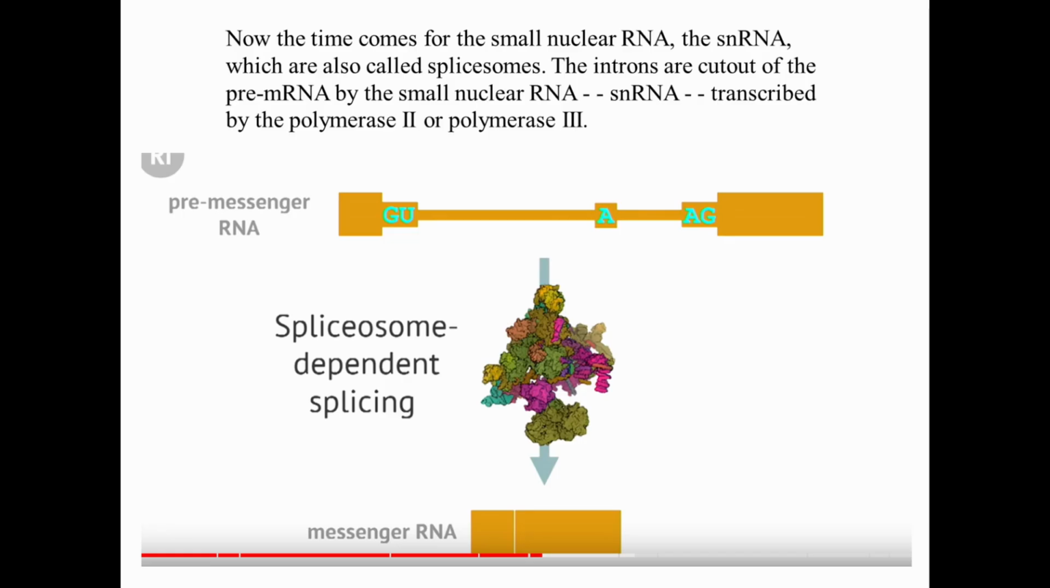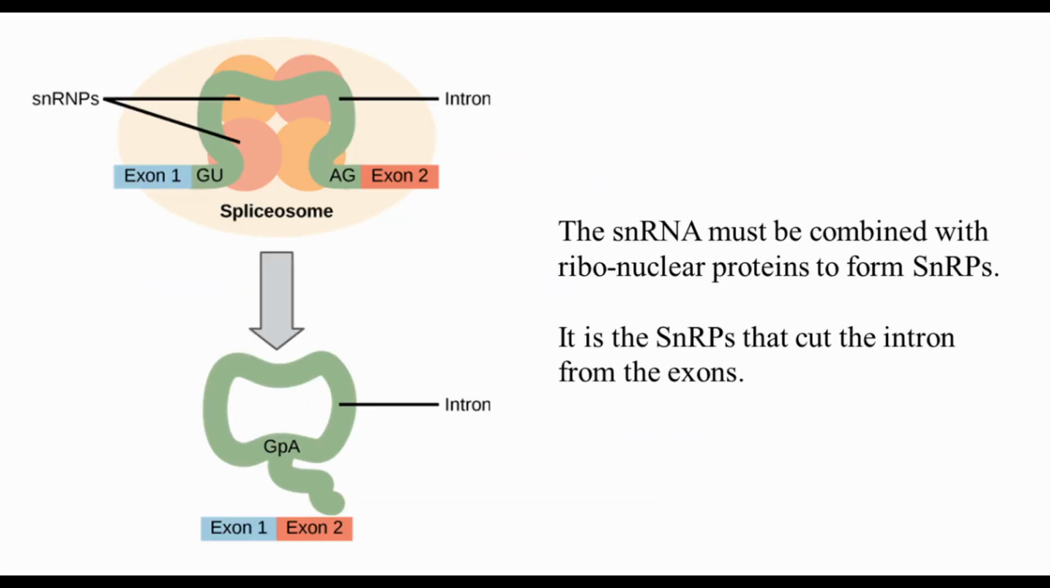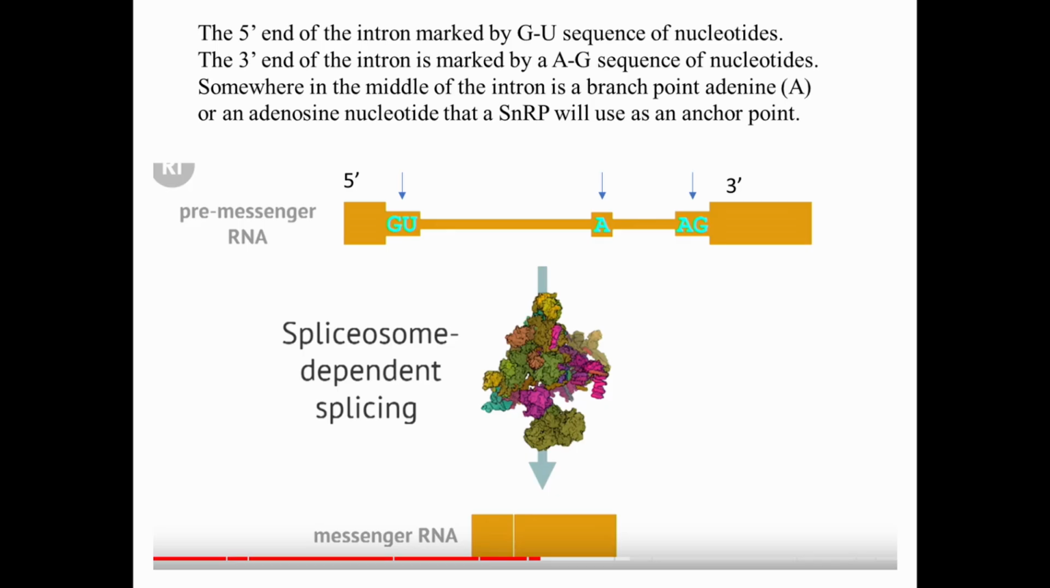Now the time comes for the small nuclear RNA, the snRNA, which are also called spliceosomes. The introns are cut out of the pre-mRNA by the small nuclear RNA, snRNA, transcribed by polymerase II or polymerase III. The snRNA must be combined with ribonuclear proteins to form SNRPs. It is the SNRPs that cut the intron from the exons. The 5' end of the intron is marked by a GU sequence of nucleotides. The 3' end of the intron is marked by an AG sequence of nucleotides.